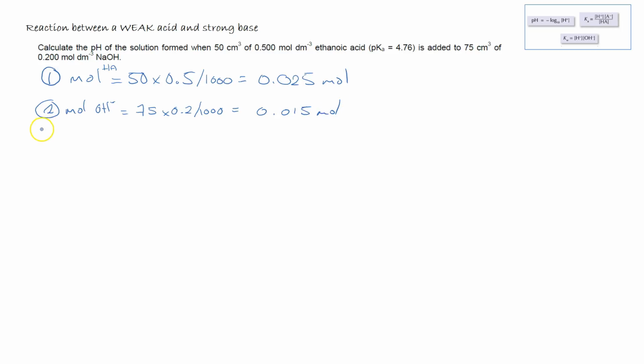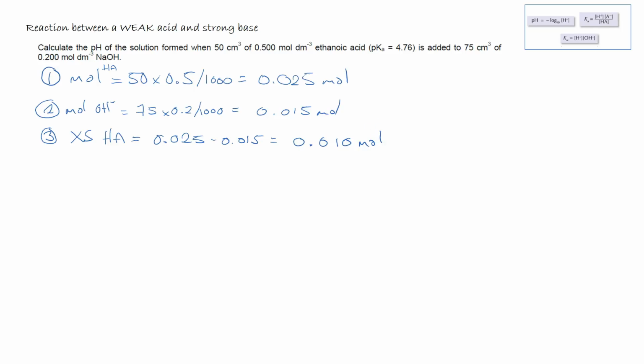The final step here, step 3, like we saw with the strong acid, is to decide which is in excess, and this time we've got excess acid, HA, and the amount of that is 0.025 minus 0.015, which is equal to an excess of acid of 0.010 mole.